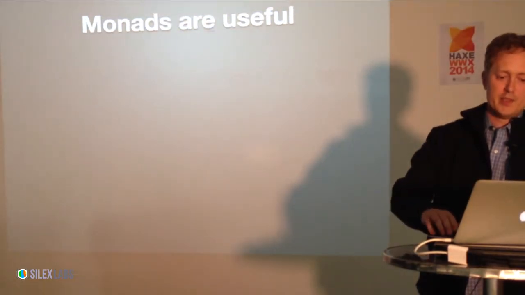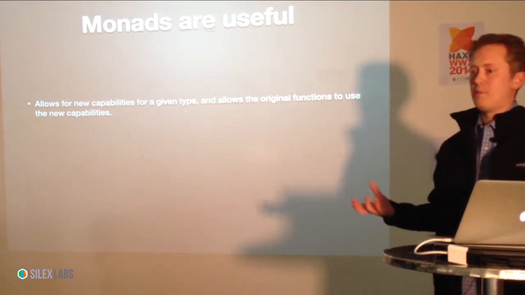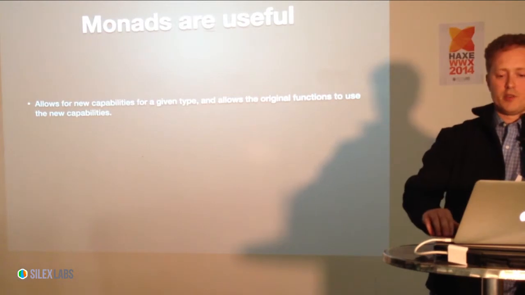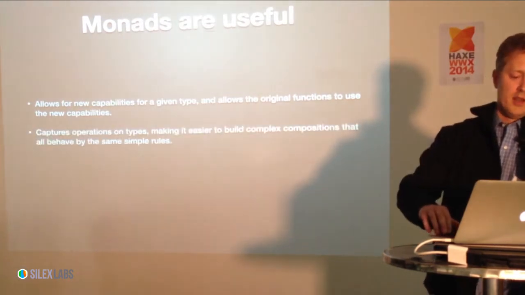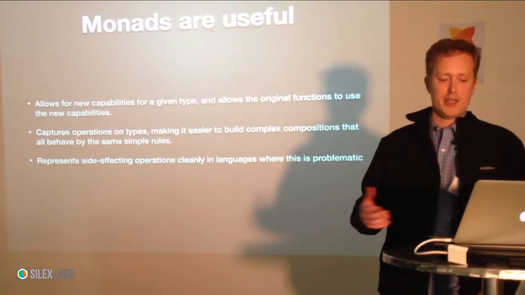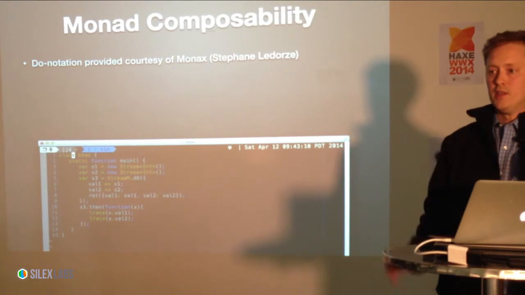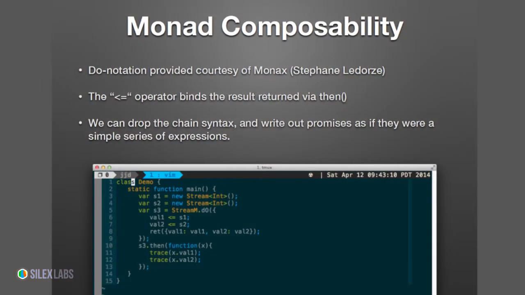And they're useful because you can provide new capabilities for a type. You can build on this concept of promises and streams, and still let the original functions use the new capabilities. You can capture operations on the types, making it easier to build more complex compositions. And you can represent the side effects more cleanly. So it's one illustration of this, one way I started playing with this was using a library called Promhx, which lets you use monadic do notation. So here in this case, it's letting me.